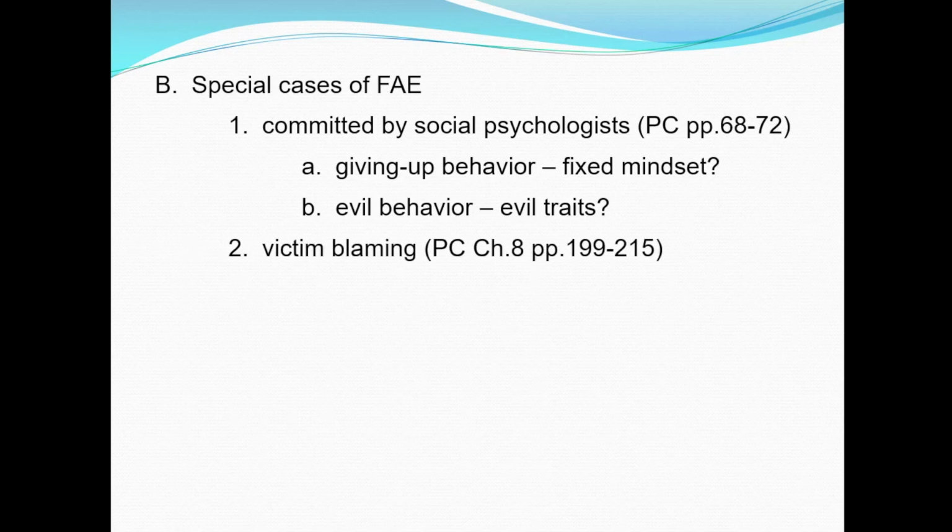The special case of the FAE that I spend the most time talking about in The Power of Context is victim blaming. I actually already gave you these pages earlier, pages 199 to 215. It's chapter 8 of the book, and it's all about victim blaming. Victim blaming is part of, or a paraphrase for, having just world beliefs, right? So if someone ends up homeless, why did they end up homeless? Well, because they're lazy, or because they didn't work hard enough to keep their jobs.